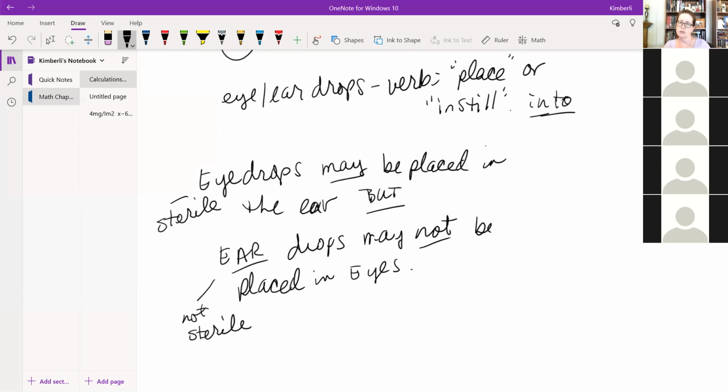But for most cases, eardrops don't have to be sterile. And they may contain something like hydrocortisone, which is HC, or a numbing agent, or some alcohol, or carbamide peroxide. So we don't want to put any of that in our eyes. Does that make sense? Yeah. Okay, good. All right.